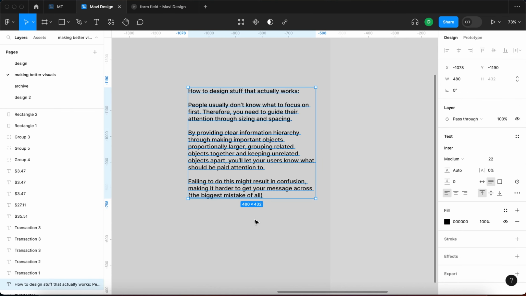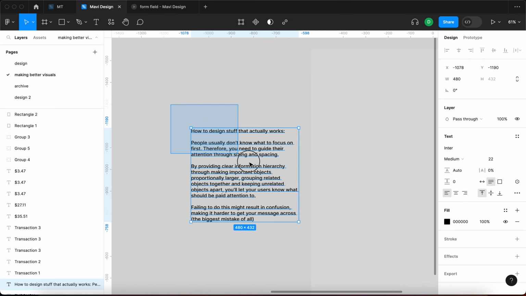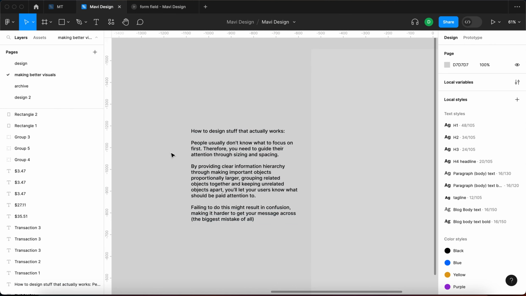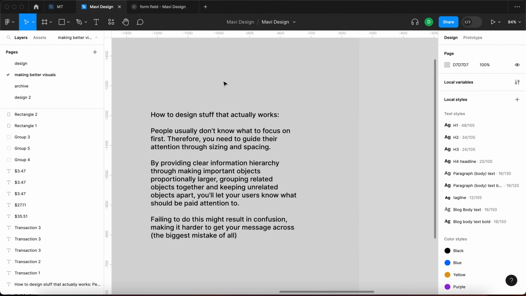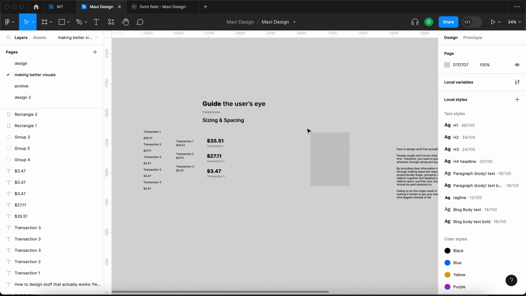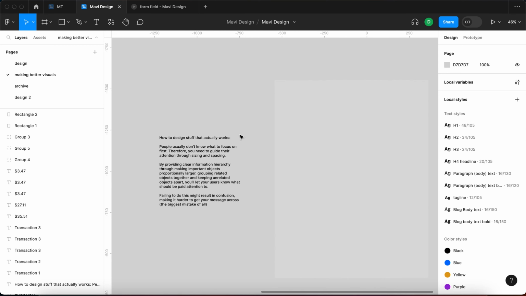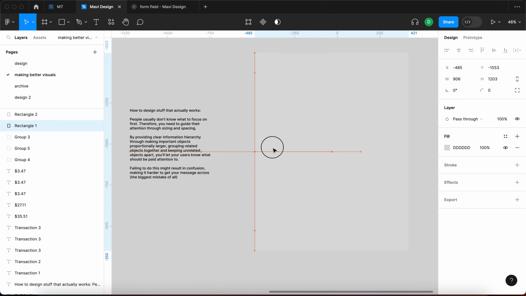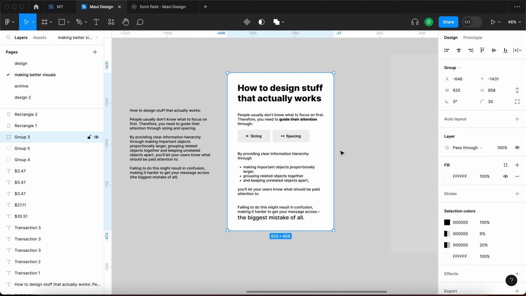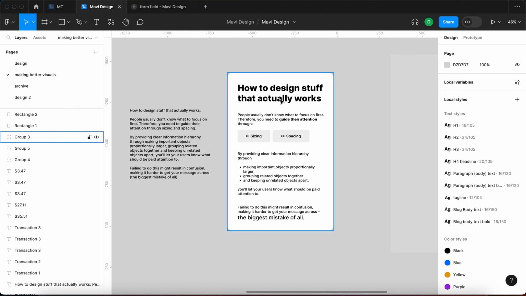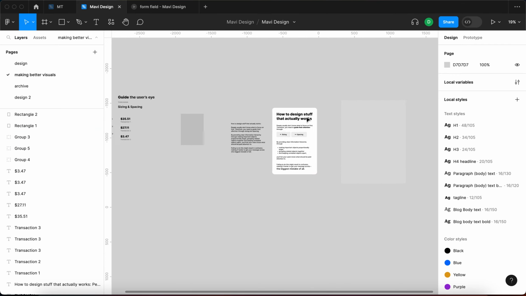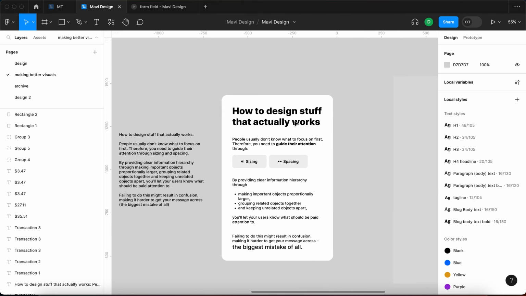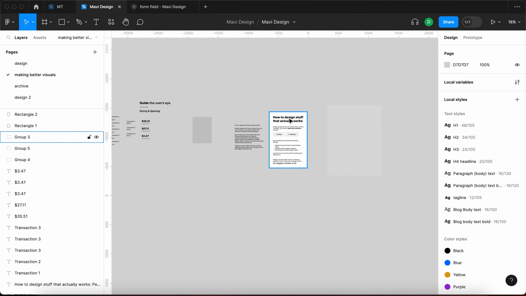Now, this is a couple of paragraphs, which works well in an article, in a book, but if we want to apply these rules that we have just gone over, this is the final result, what it would look like. Let's take a look and analyze why this is better than this. So first of all, you capture the attention of the user by making a catchy headline right away, which they will notice immediately. So how to design stuff that actually works. Oh, that's intriguing. I'm gonna read further.